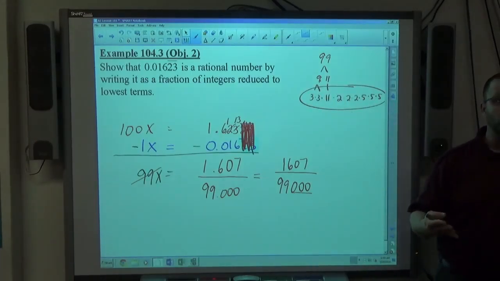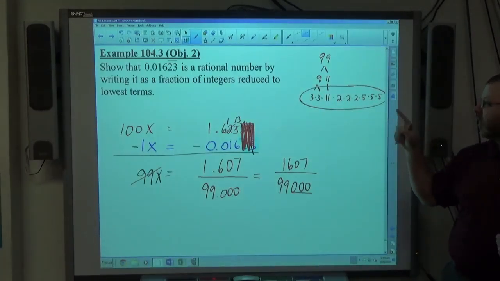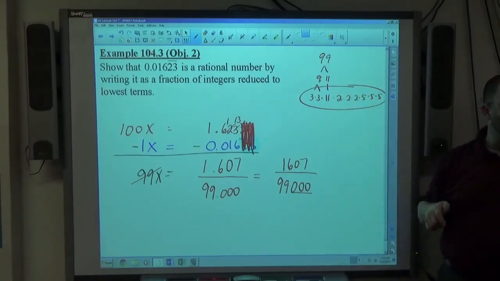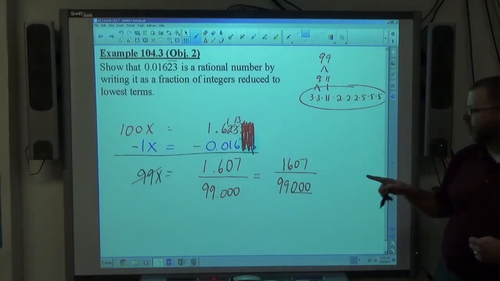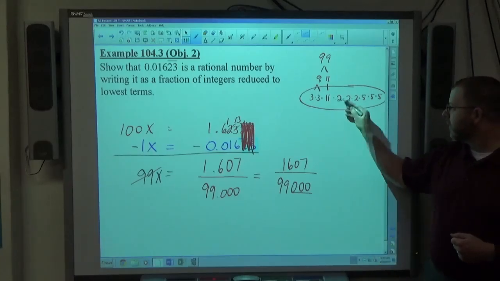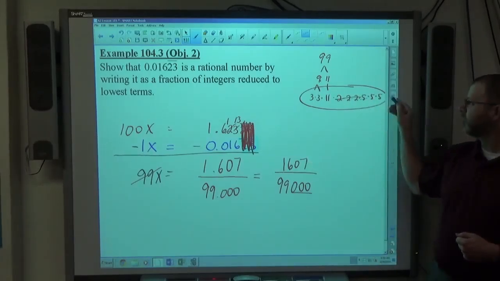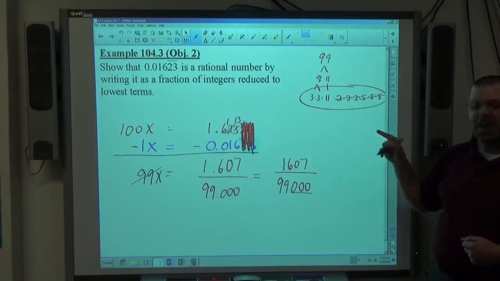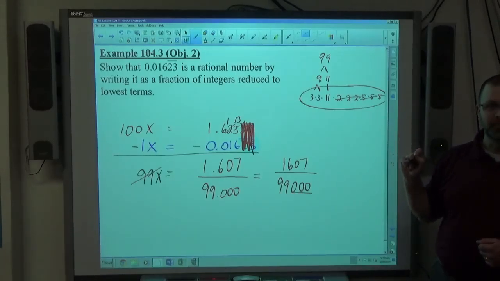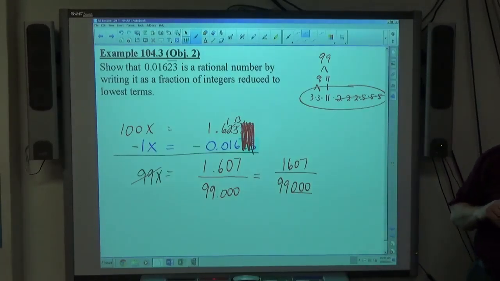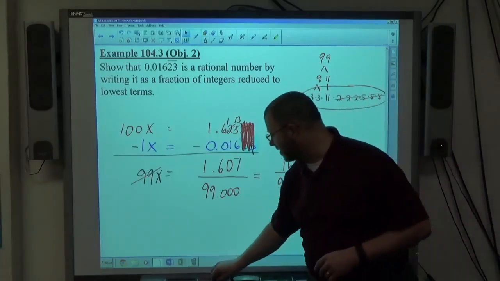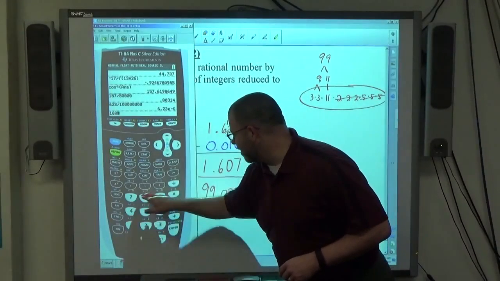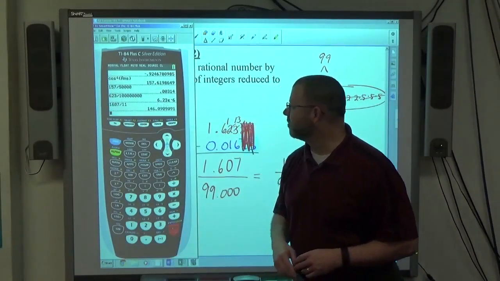If I'm trying to reduce to lowest terms, all I got to do is check those factors. Does 2, 5, 3, or 11 go into 1607? So let's start with 2. Does 2 go into it? Does 5 go into it? Those are easy, right? All right, 11 is not quite as easy. There is a divisibility rule for 11 if you want to see it. The easier way to do it is this: 1607 divided by 11. Decimal doesn't work.